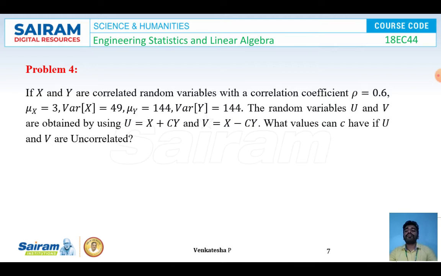Problem number 4. If x and y are correlated random variables with the correlation coefficient rho is equal to 0.6, mean of x is equal to 3, variance of x is equal to 49, mu of y is equal to 144, variance of y is equal to 144. The random variables u and v are obtained by using u is equal to x plus cy and v is equal to x minus cy. What is the value of c can have if u and v are uncorrelated random variables? So from this problem, we have to find the value of the constant c with the concept of uncorrelated random variables. So we'll find that one now.